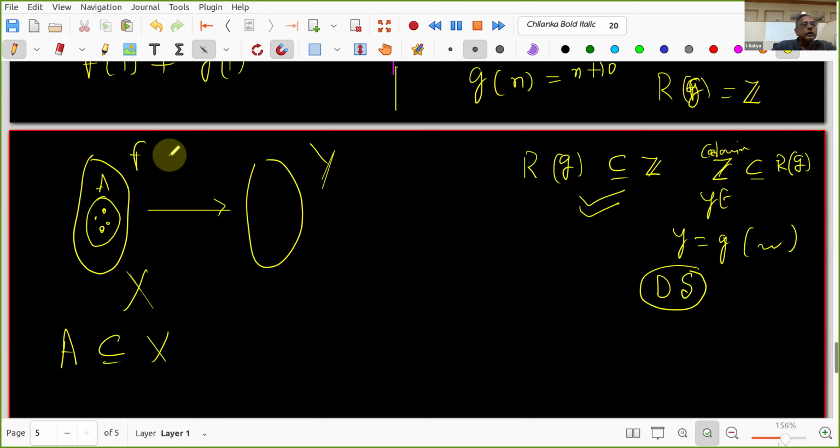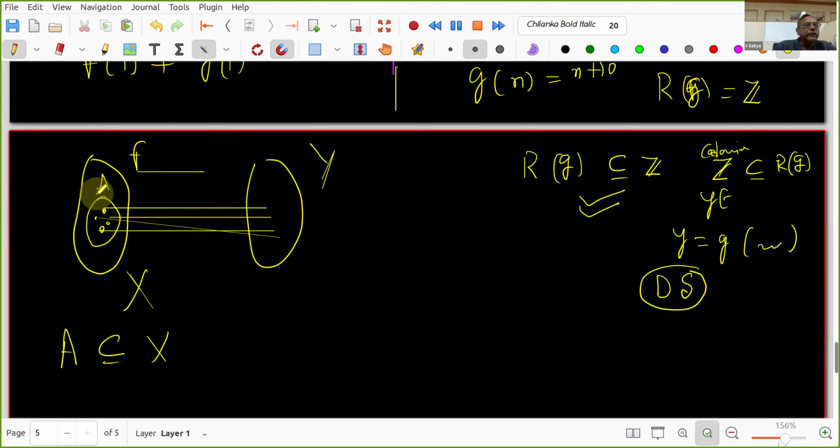If you take any element in the domain, since it is a function, it has an image. It has a unique image here. This also will map somewhere. This also maps somewhere. So these are images of which elements?